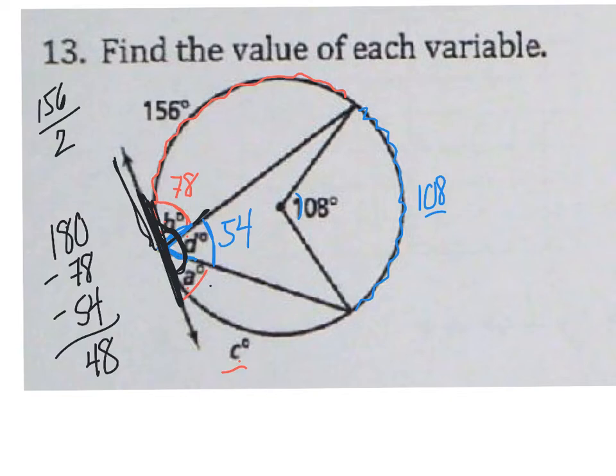So now I know angle A is 48, and angle A opens up to arc C, and I'm going to use the same theorem that I used earlier between those two. So I'm going to double that angle measure, which is going to give me 96 for C.